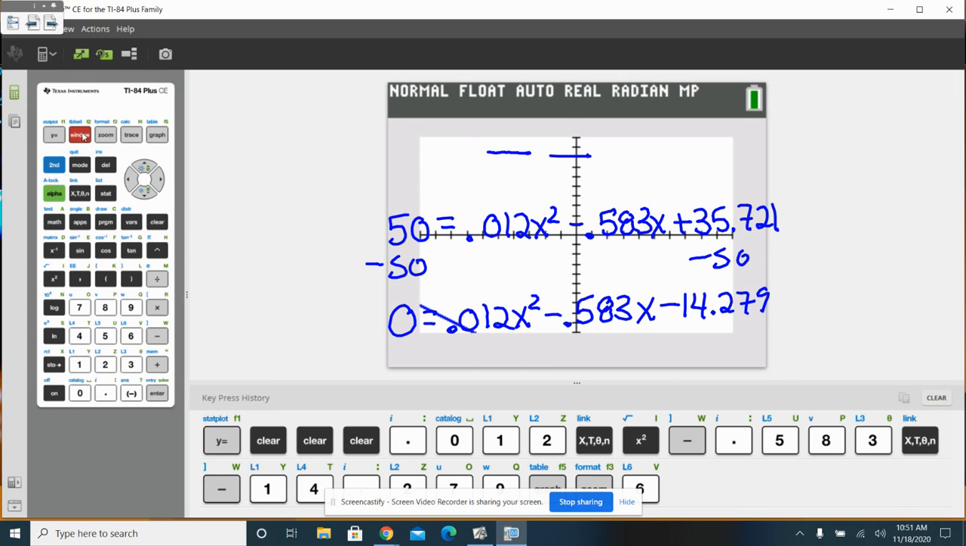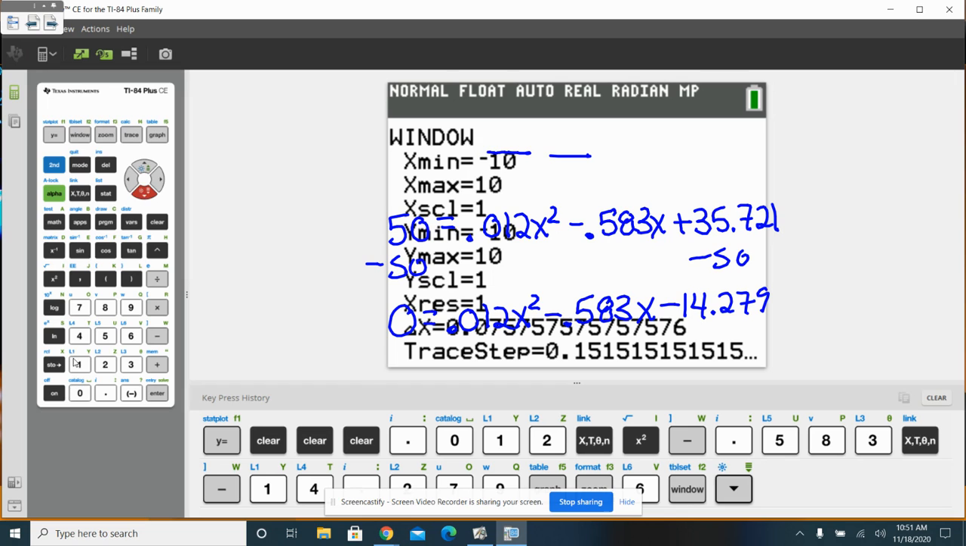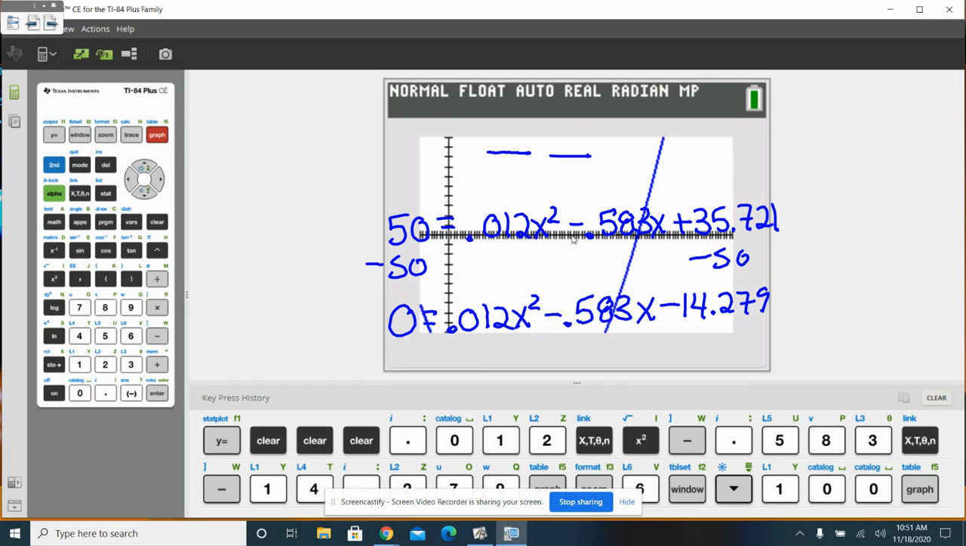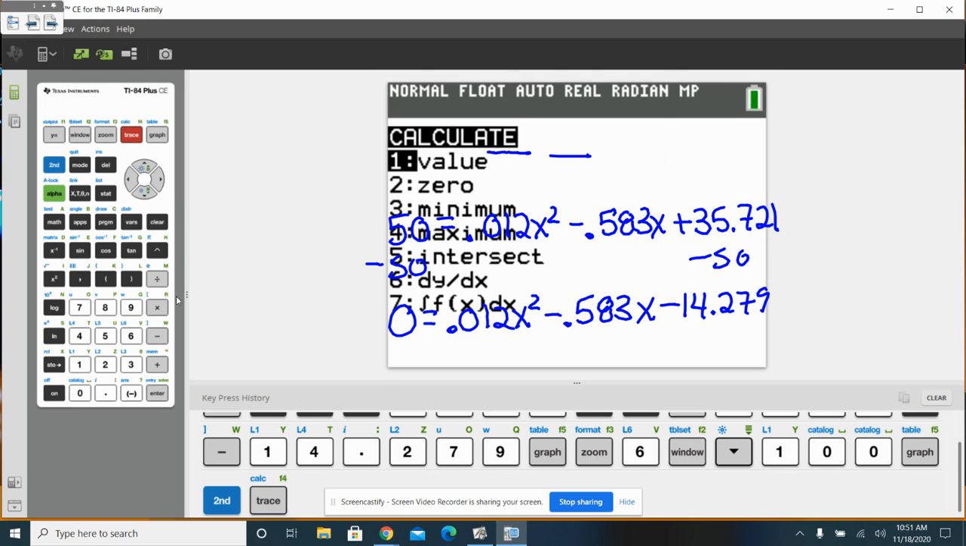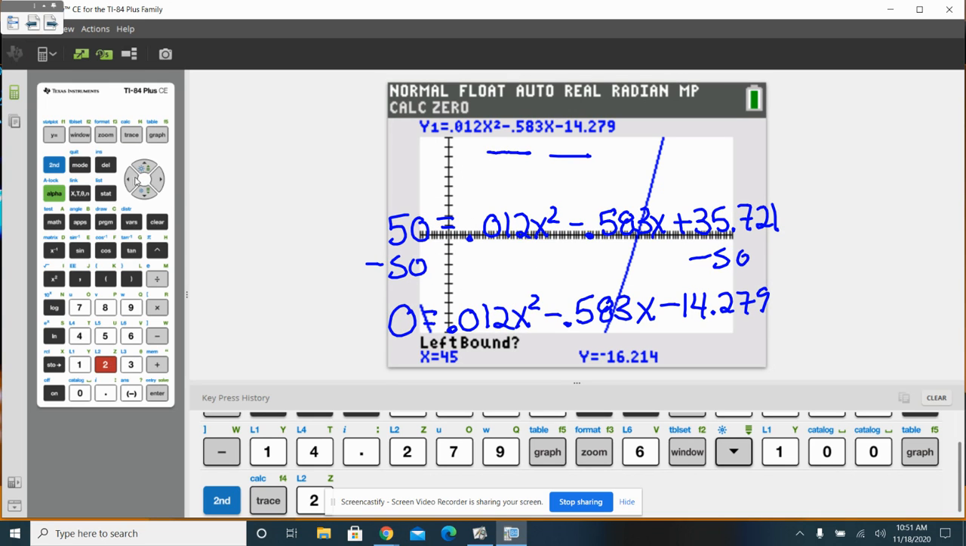So I'm going to change my window to maybe go all the way to, let's say, 100 for the x max. And that's probably where I was before. And now I can find that x-intercept. So you'll do second, calculate. We're looking for the 0, number 2. So tell your calculator where to look. Hit the left arrow until you're on the left side of it. Where am I at? Yeah, I'm in the negatives. Let's see, it's kind of off the chart there. There it is. Hit enter. Hit the right arrow until you're on the right side of it. Enter, and then you can guess.